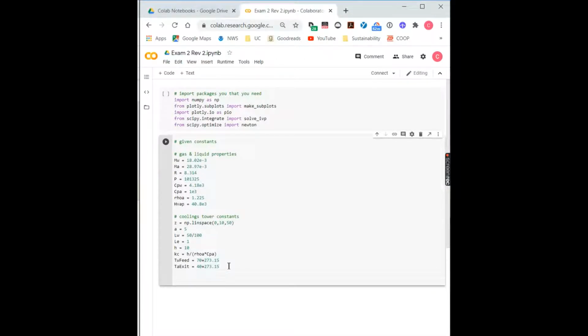Since we're solving an initial value problem, we also need the feed temperature of the air going into the cooling tower. And since we don't know what that feed temperature is, we can make an initial guess that the feed temperature of the air will be the same as the exit temperature of the air.